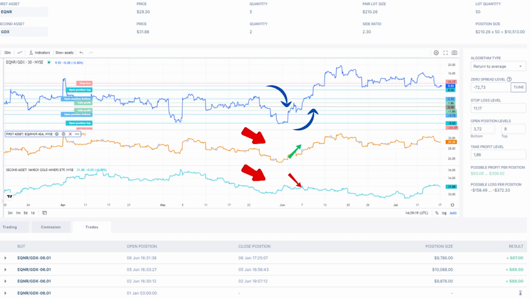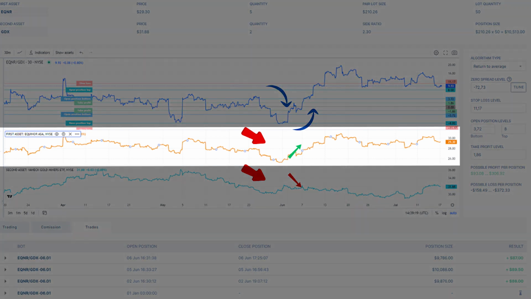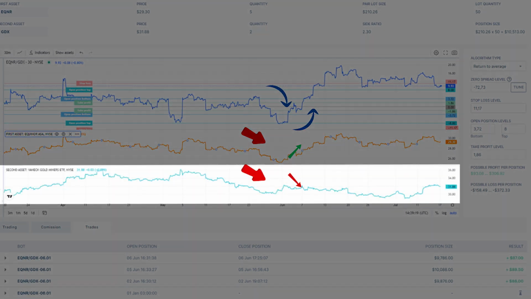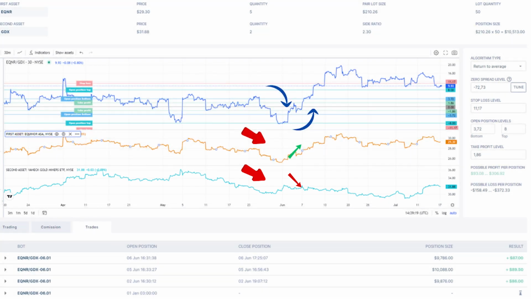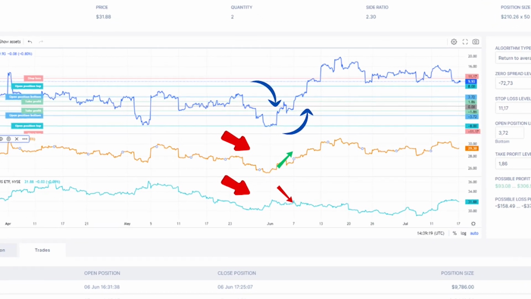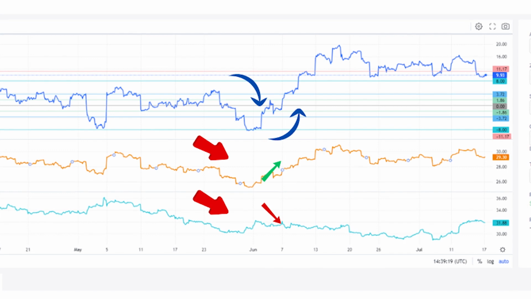Now here you can see a pair trade involving two correlated commodity stocks. You can see on the yellow chart here the energy company Equinor, symbol EQNR, and on the turquoise chart here the gold miners ETF, symbol GDX. Now both stock prices have been declining, but the most interesting part here is that Equinor has been falling much faster and is underperforming relative to the gold miners ETF. And you can see here the divergence as the spread widens to the downside.